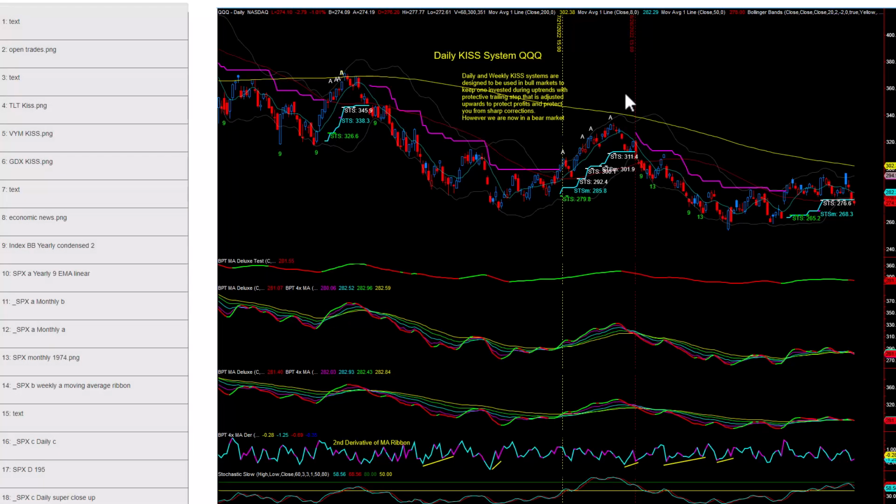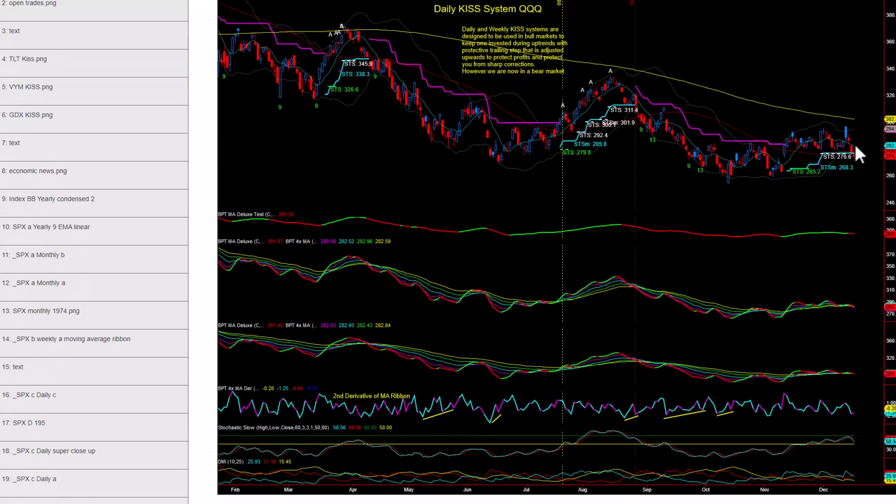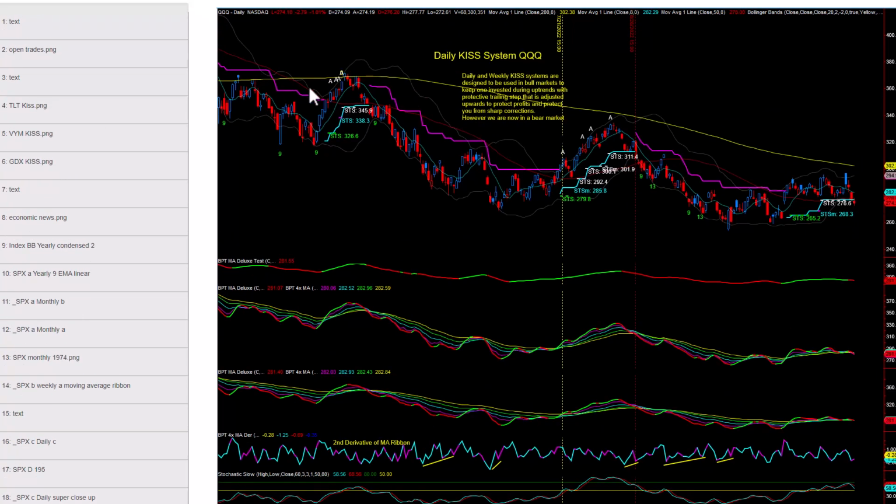Next. Chart 32, here's the daily KISS trend system. Again, just like on the S&P, it's been mostly in cash this year. This did technically hit its trailing stop here on Friday.